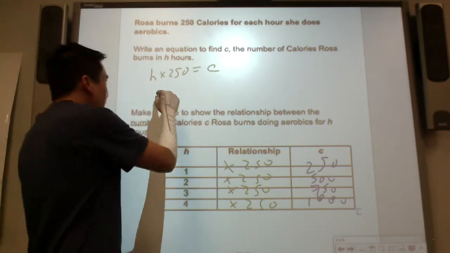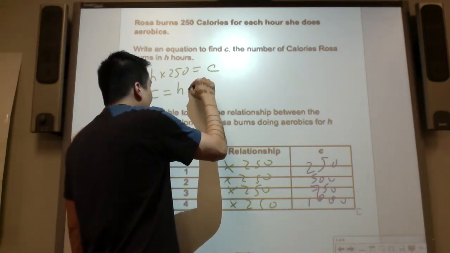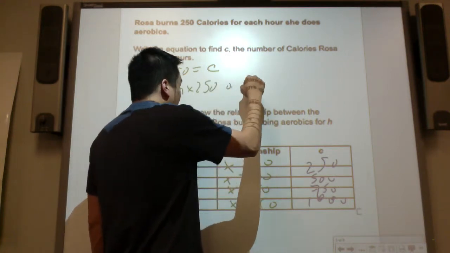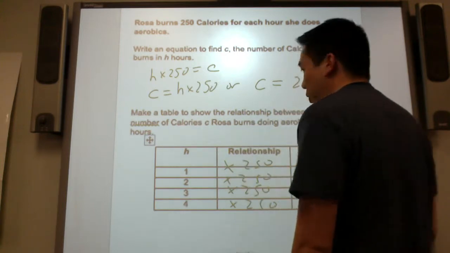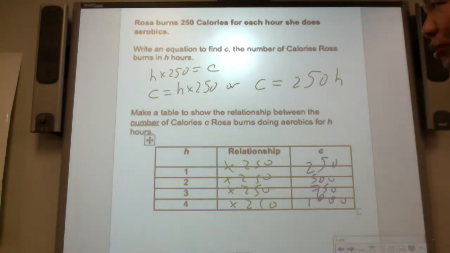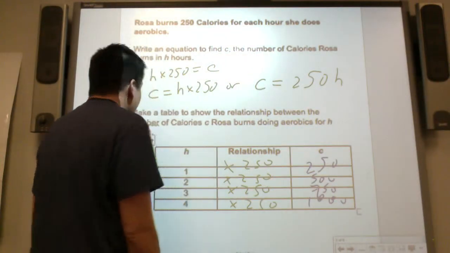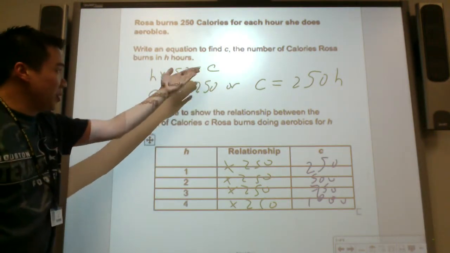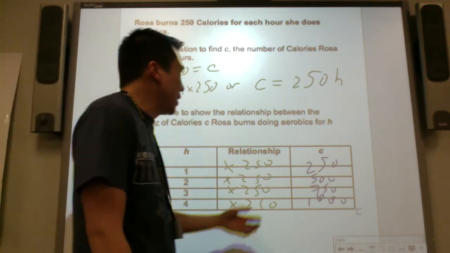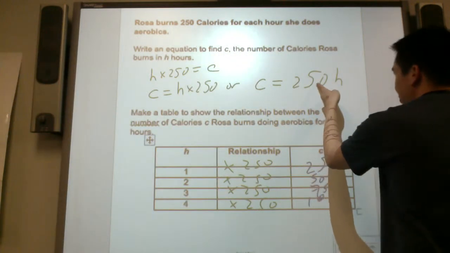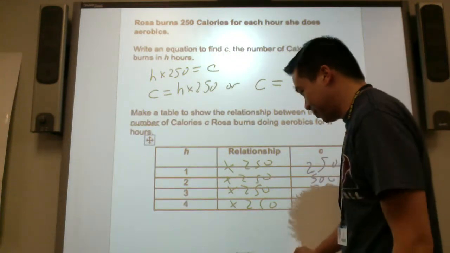You can reverse it and do calories equal to number of hours times 250. Or you could say the number of calories is 250 per hour. So all three of these equations make sense. If you know the hours, you multiply by 250, you get the number of calories. That's what we did here. Or you could say, find the calories, you multiply 250 times the hour.